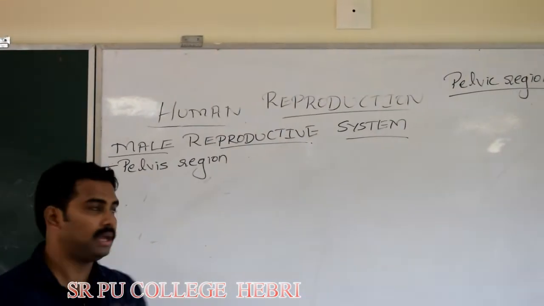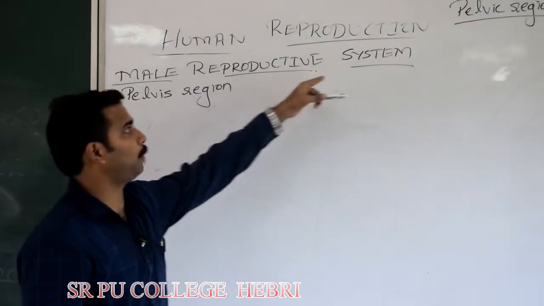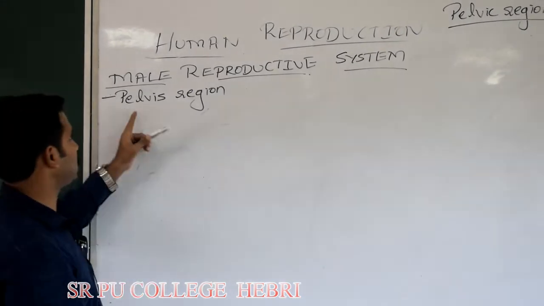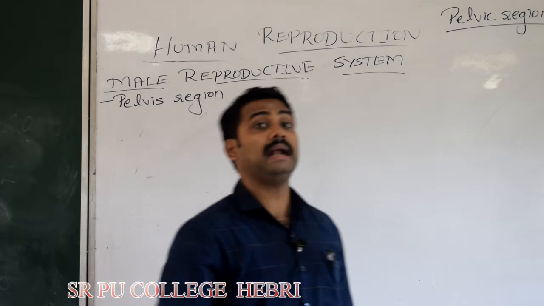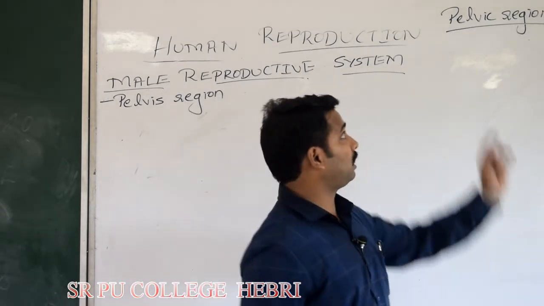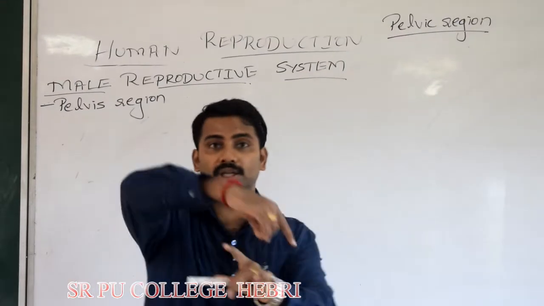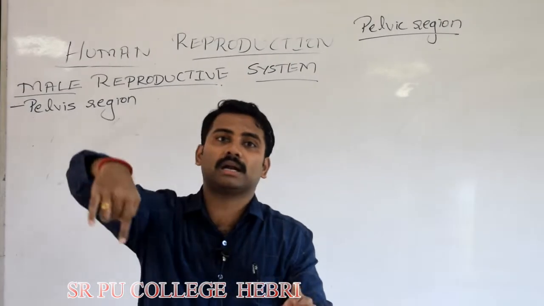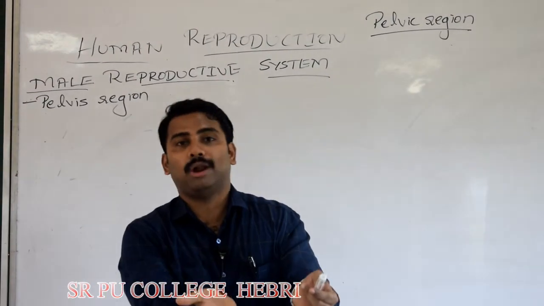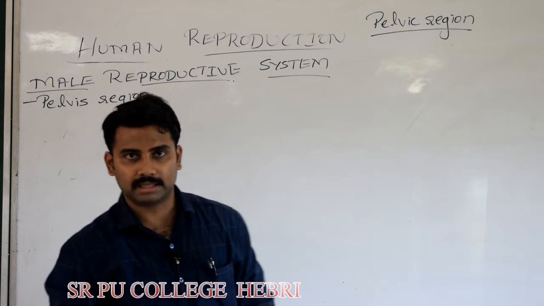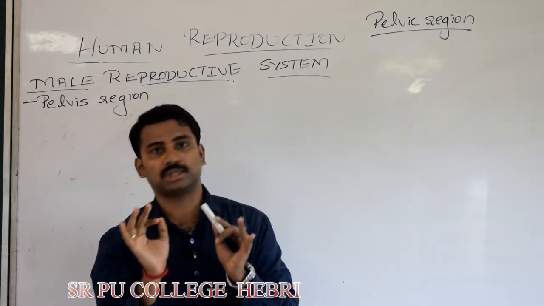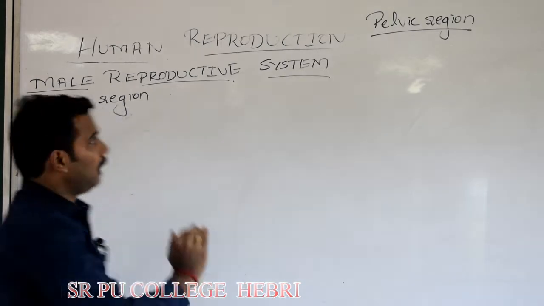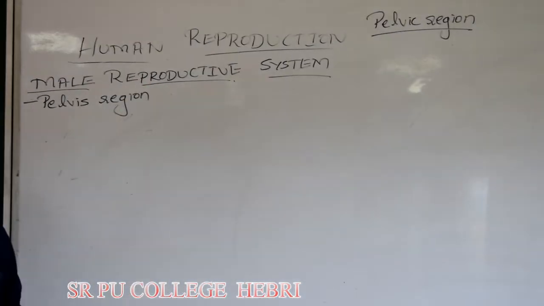While answering, be careful. The male reproductive system is present in the pelvis region, which is the region between abdomen and thighs. What is the pelvic region? It is the region or cavity encircled by the coxal bones along with sacrum and coccyx. In the pelvic region, the female reproductive system is present. Anyhow, let us begin with the male reproductive system.